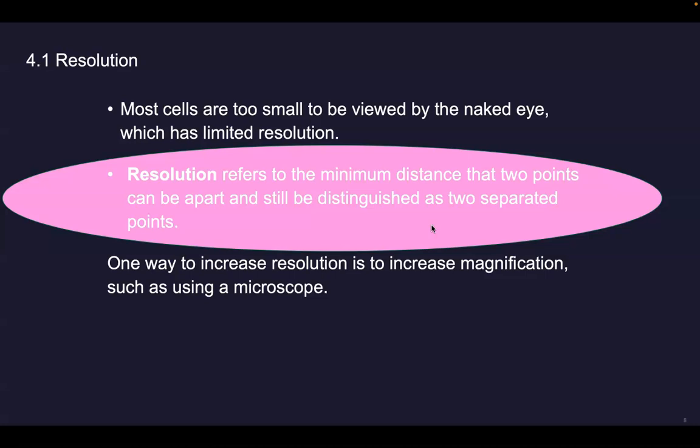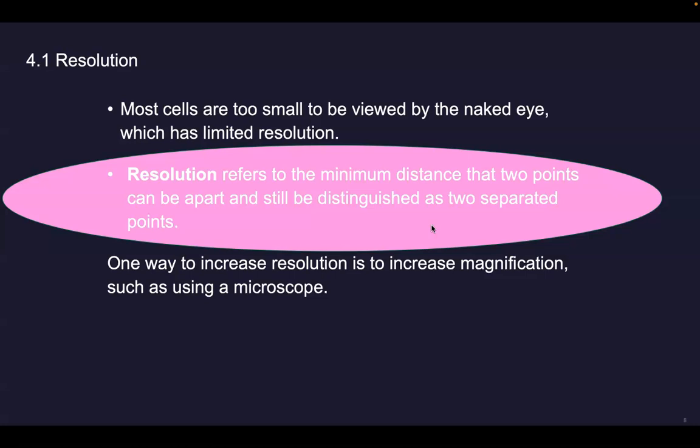Okay, we talked about resolution and that most cells are too small to be viewed by the naked eye, which has limited resolution. When we need to increase our resolution, we use a microscope. We increase our magnification. And resolution is just referring to the minimum distance that two points can be apart and still be distinguished as two separate points.